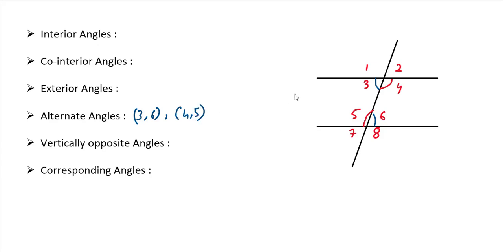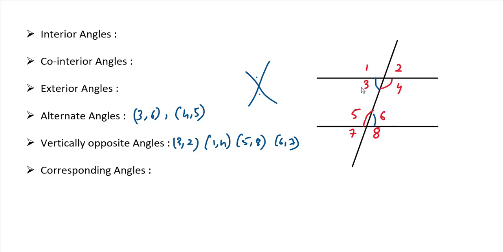Let us now move ahead to vertically opposite angles. Vertically opposite angles are formed when any two lines intersect each other. So these two angles will be called vertically opposite angles. From this figure, angle 3 and 2 are vertically opposite. Then angle 1 and 4 also are vertically opposite. Similarly, 5 and 8 and 6 and 7 are also vertically opposite angles.